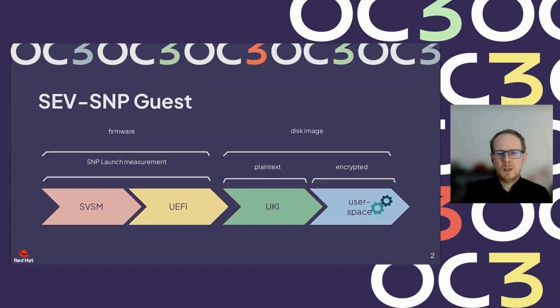Before we start, let's look at the rough structure of an SNP and SVSM guest. So there are roughly 4 components. The first one is the SVSM, which is launched first, and in turn then starts the OVMF, the UEFI firmware. Both of these together is the firmware package, and this is what is included in the SNP launch measurement and what is covered by the SNP attestation report.